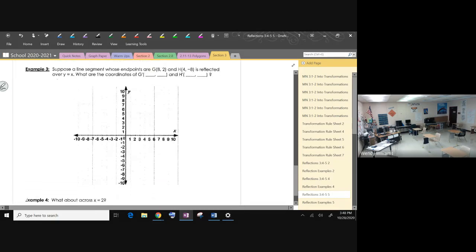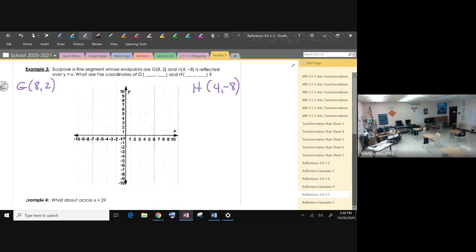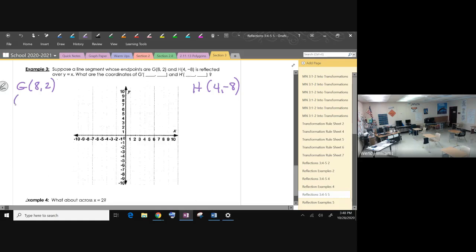Suppose a line segment whose endpoints are G at 8, 2, and H at 4, negative 8 is reflected over y equals x. What are the coordinates of G prime and H prime? Again, recall y equals x. We're going to switch the x and the y. So the rule is (x, y) maps onto, and we simply flip it around, (y, x). So G prime is going to be: 8, 2 is going to map onto 2, 8. And that becomes G prime.